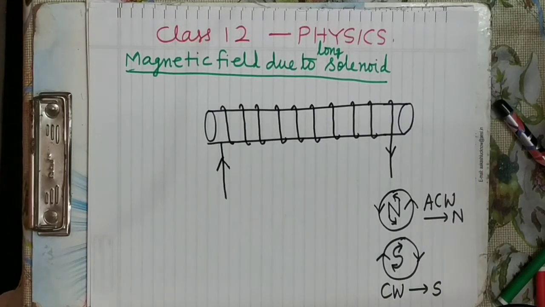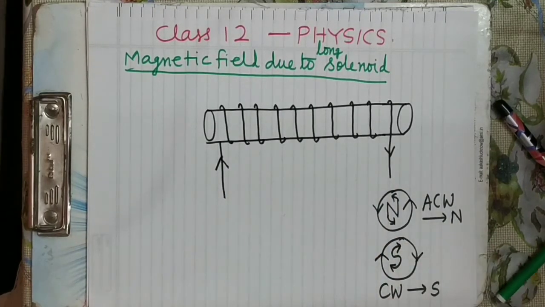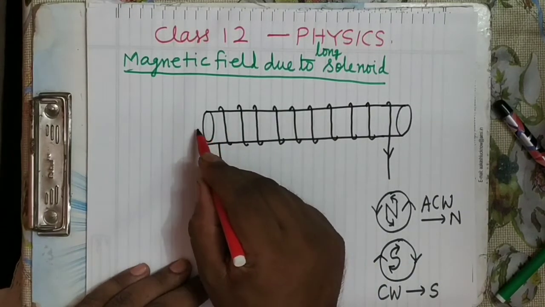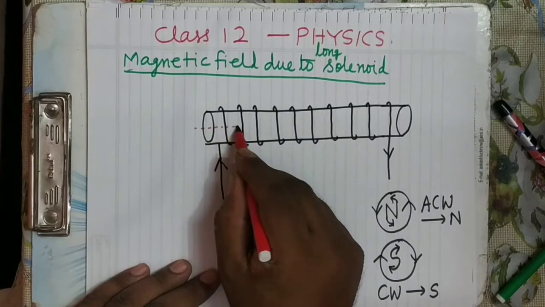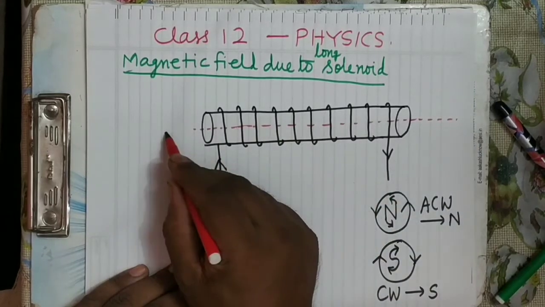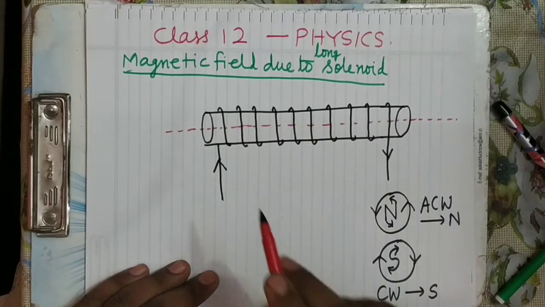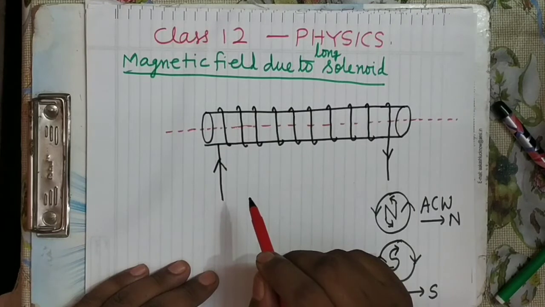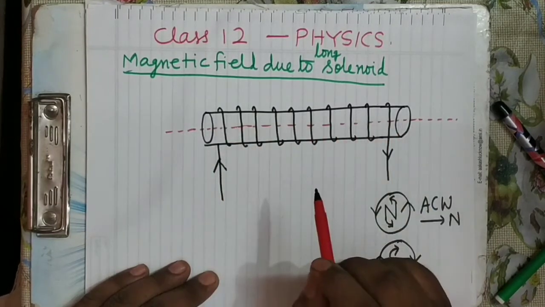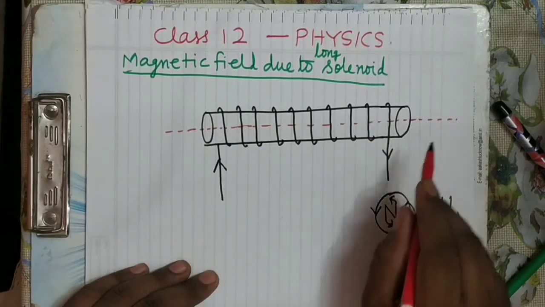Now, what will be the magnetic field due to a long solenoid? Inside the solenoid the magnetic field will be uniform and parallel to the axis of the solenoid. This red line is showing the axis. What will be the nature of magnetic field inside the solenoid? If it is closely wound, meaning the turns are very close to each other, as well as long, then there will be an almost uniform magnetic field parallel to the axis of the solenoid.